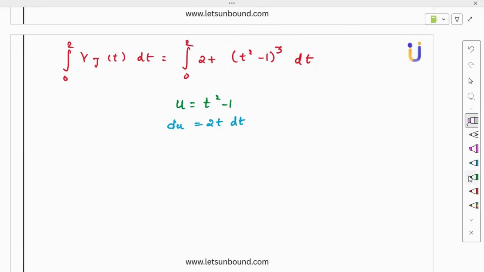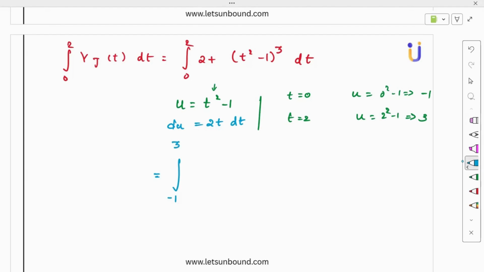Now we are using a definite integral, right? So these are the limits for t. When t is 0, what is u? You plug in 0 here: 0 square minus 1 is negative 1. So I need to replace the limit with negative 1. When t is 2, u is 2 square minus 1, which is 4 minus 1, which is 3. So everything will change into u now.